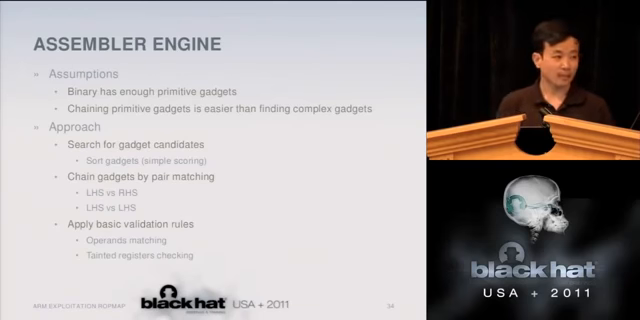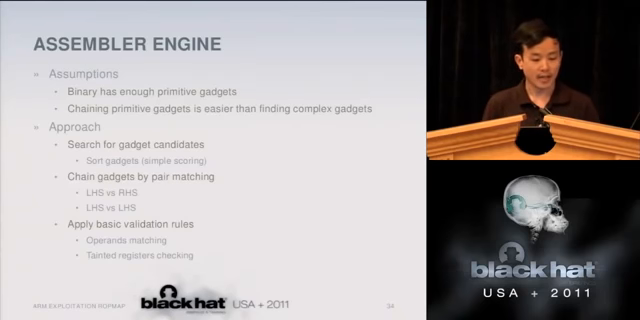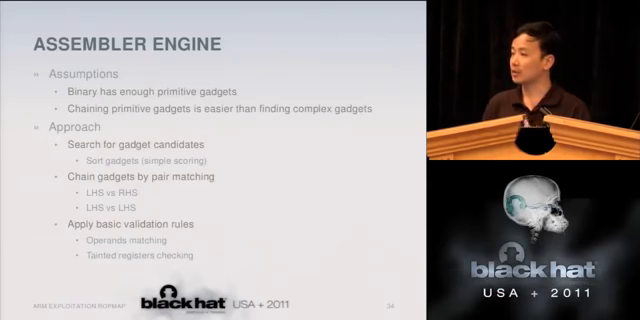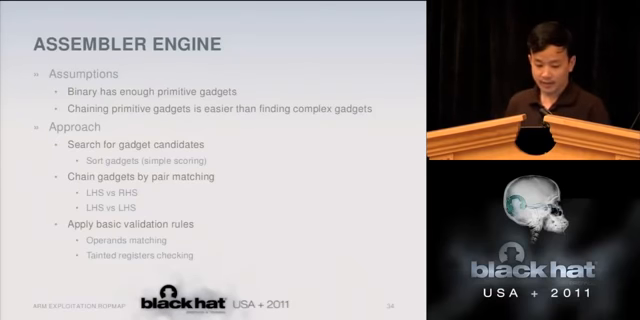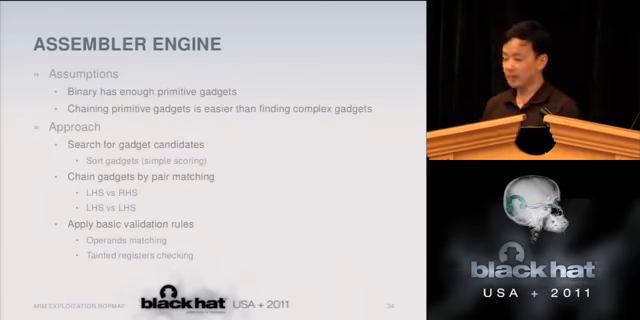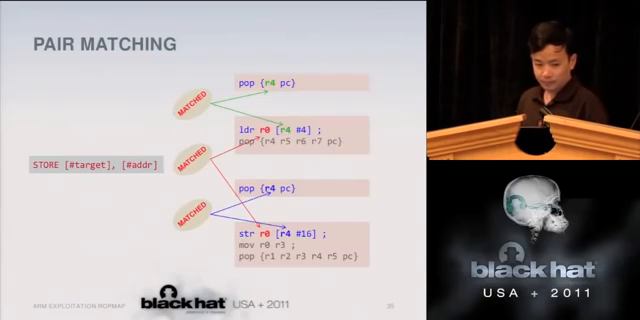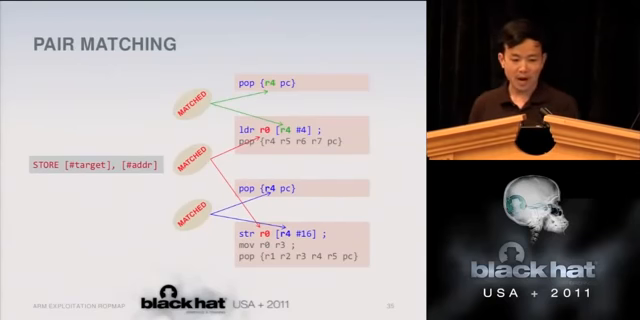We also apply some very basic validation rules, like operand matching, where registers must match from the ROP instruction to the gadget. We also do some tainted register checking, which we will see later. So the first one is pair matching.